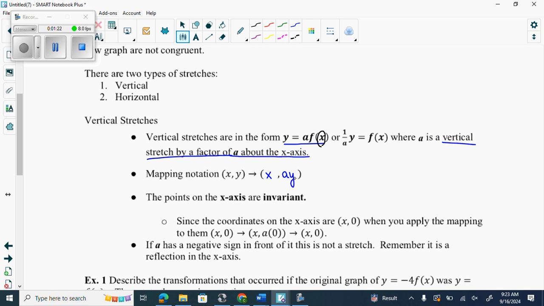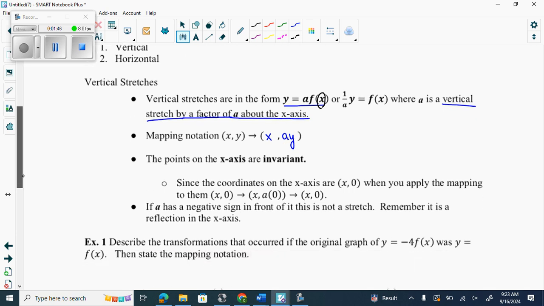The catch is, if our a is negative, that's a reflection, not a stretch, right? It's only the number that matters for a stretch. So your stretches will never be negative. You'll never have a vertical stretch by -7. You'll have a vertical stretch by a factor of 7 about the x-axis and a reflection in the x-axis. The negative makes a reflection, not a stretch. So if it's negative, you have two things happening.